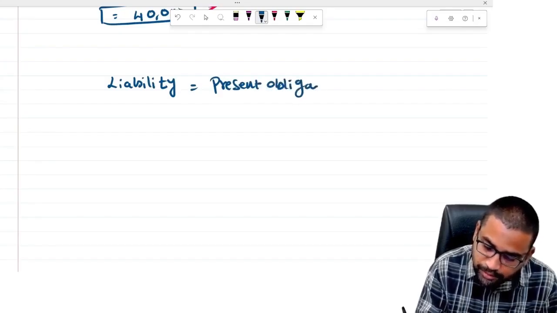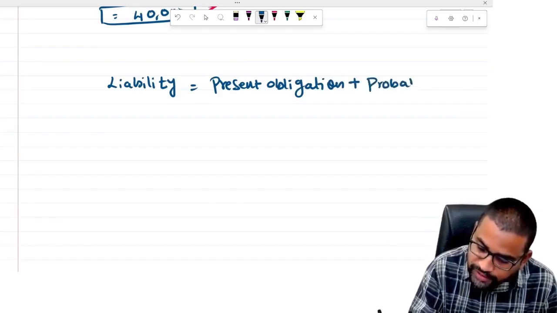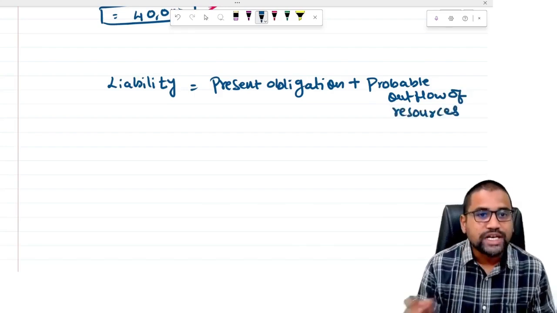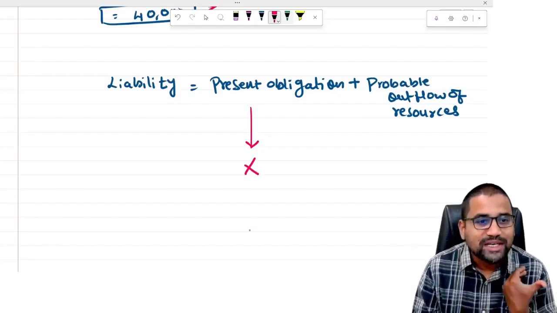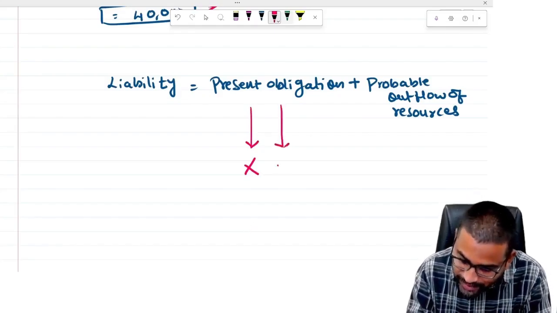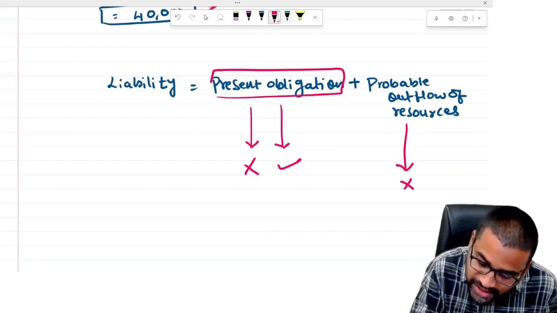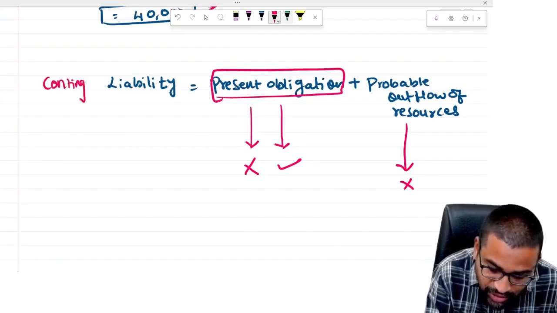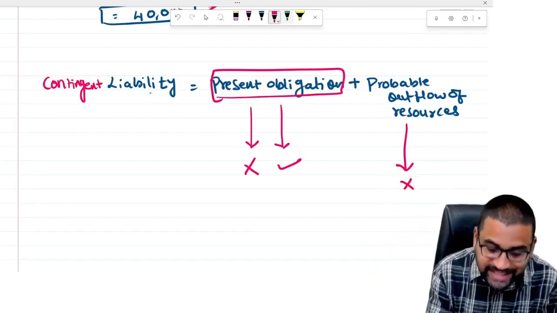There must be present obligation. Second, probable outflow of resources. Probable outflow of resources to settle the obligation. Suppose this is missing, it is a contingent liability. Or this is there but this is missing, contingent liability. So there is no present obligation. So now it is no more a liability, it is a contingent liability, because as of now there is no present obligation. An obligation may come, may not come, that's why it is a contingent liability.